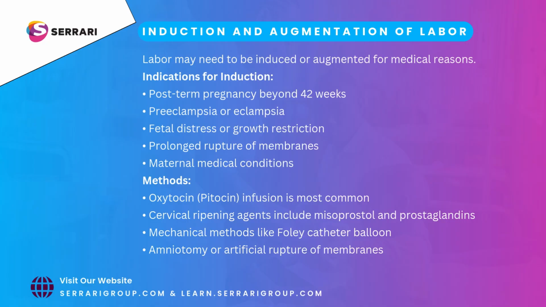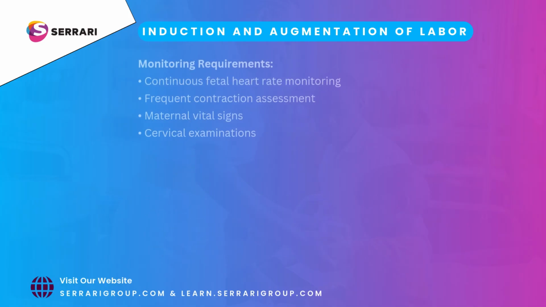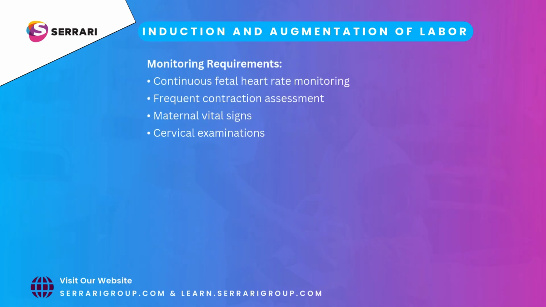Methods: oxytocin, Pitocin, infusion is most common. Cervical ripening agents include misoprostol and prostaglandins. Mechanical methods like a Foley catheter balloon. Amniotomy or artificial rupture of membranes. Monitoring requirements: continuous fetal heart rate monitoring. Frequent contraction assessment. Maternal vital signs.